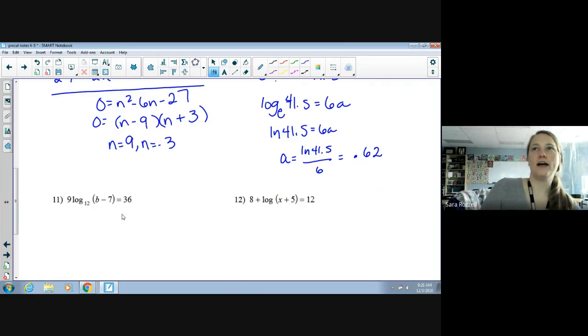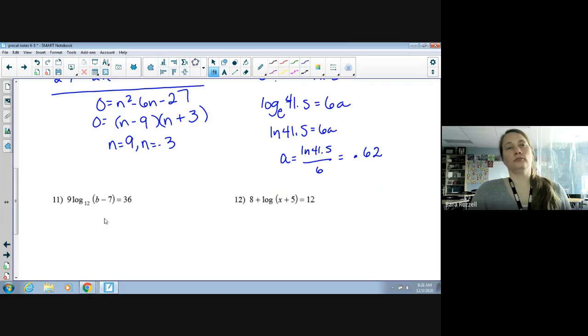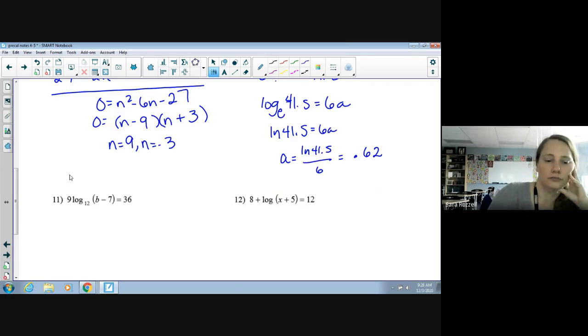All right, now more of the log kind. So if you saw number 11, the first thing you would think is I'm going to have to move what? The 9. You've got to move the 9, and it's 9 times log. So to move it, we need to divide both sides by 9.